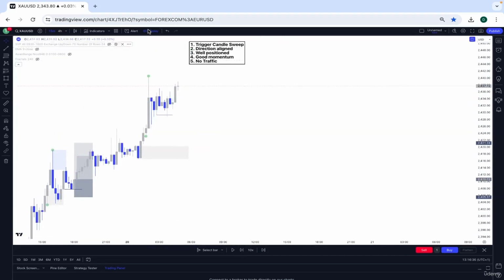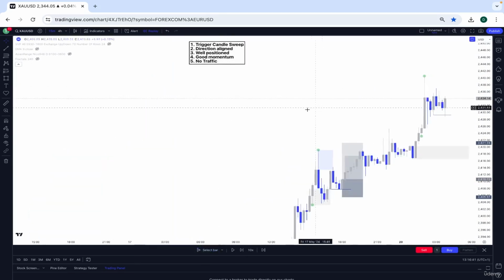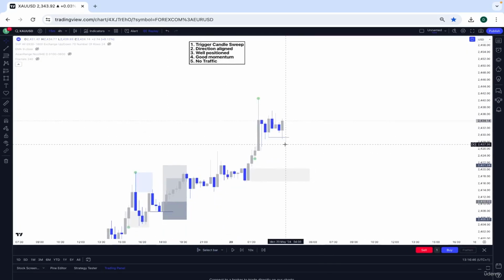Just missed it. Just quickly go backwards. Okay. Bullish trigger candle. Met the 4 steps in the process. Final step, is it in traffic? The answer is no. So there's no supply zones here. Again, we can place this trade.